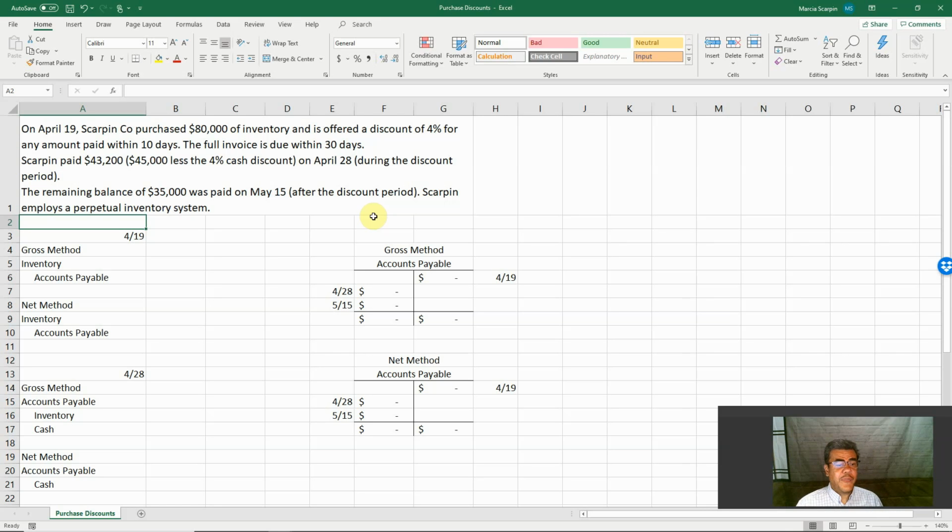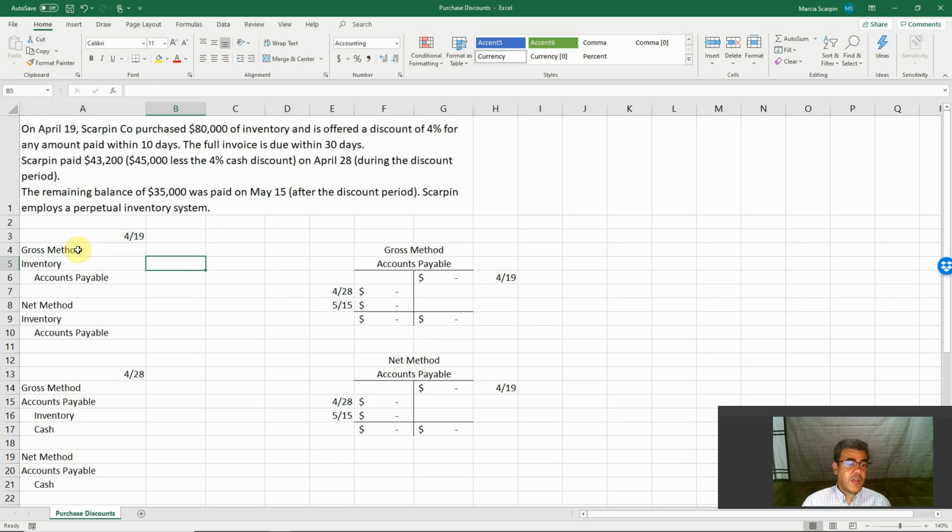Scarping paid $43,200. That is 45,000 less the 4% cash discount on April 28th, so during the discount period, and the remaining balance was paid on May 15th. And we employ a perpetual inventory system. Why is this info important? Only to record it in the inventory account instead of the purchase account.